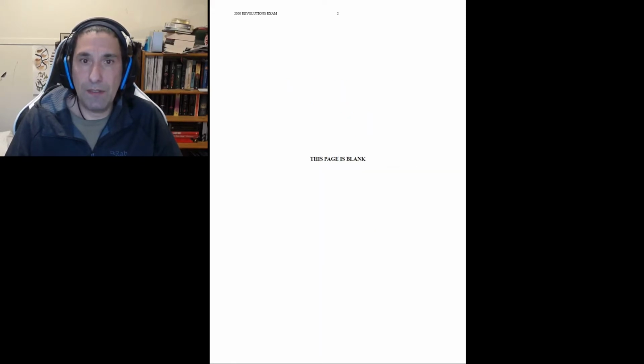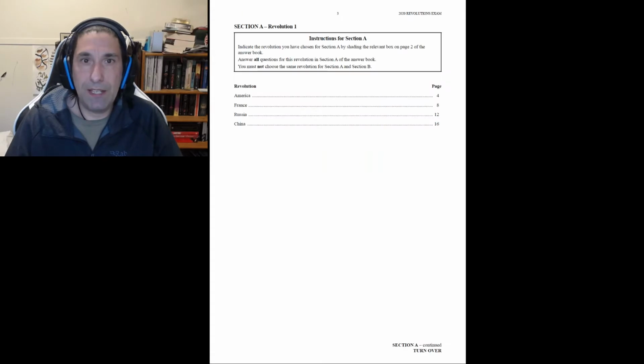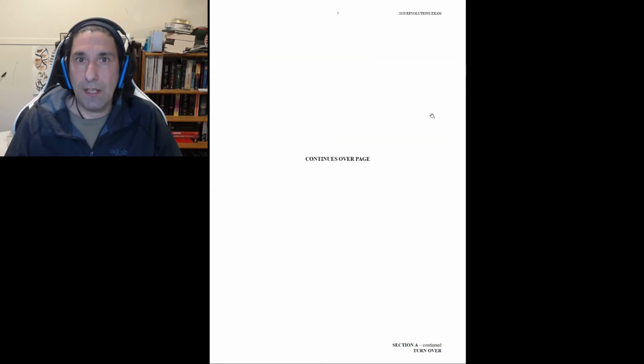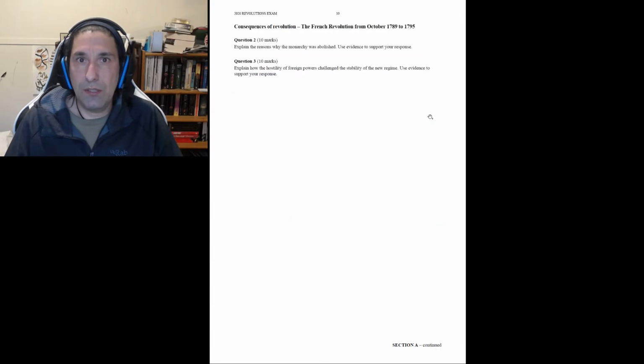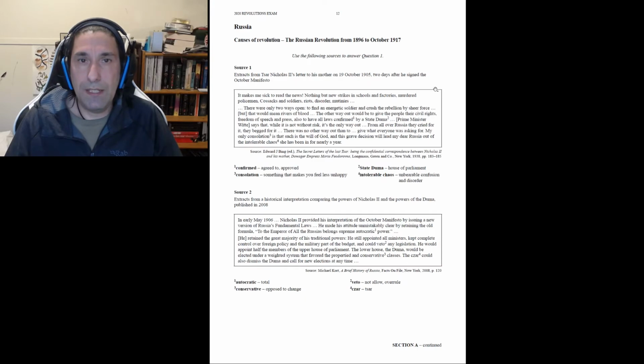So I turn over the first page, go past this blank page, and then I get into the index here for section A, and I can see that the Russian section starts on page 12, China starts on page 16. So I don't even look at the American section. I don't need to look at the questions on the French Revolution because I didn't study them. It'd be a waste of time. So I go straight to page 12, and here we are.